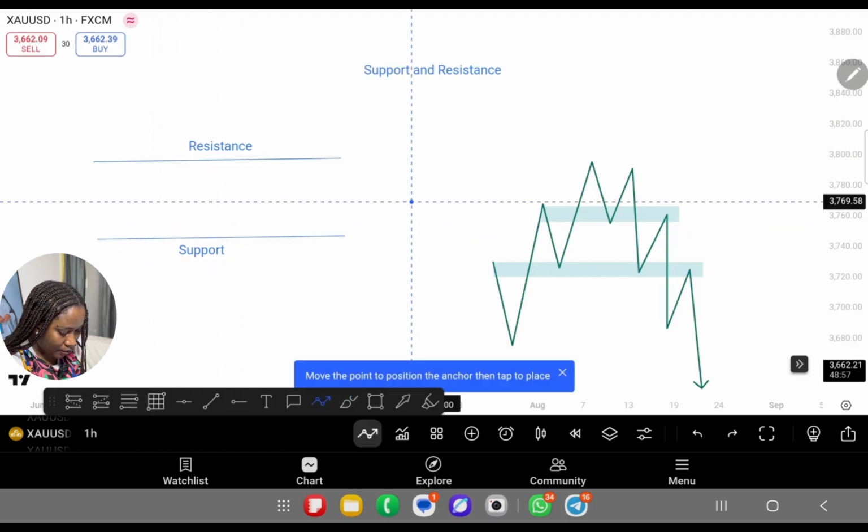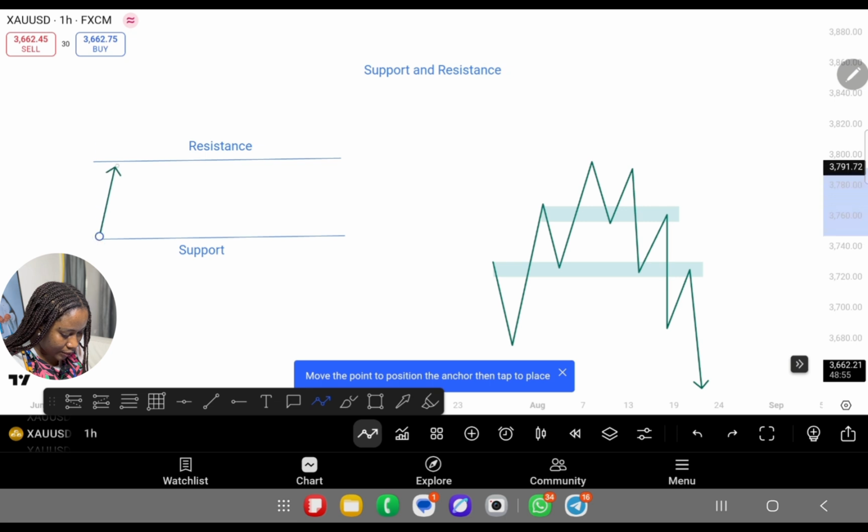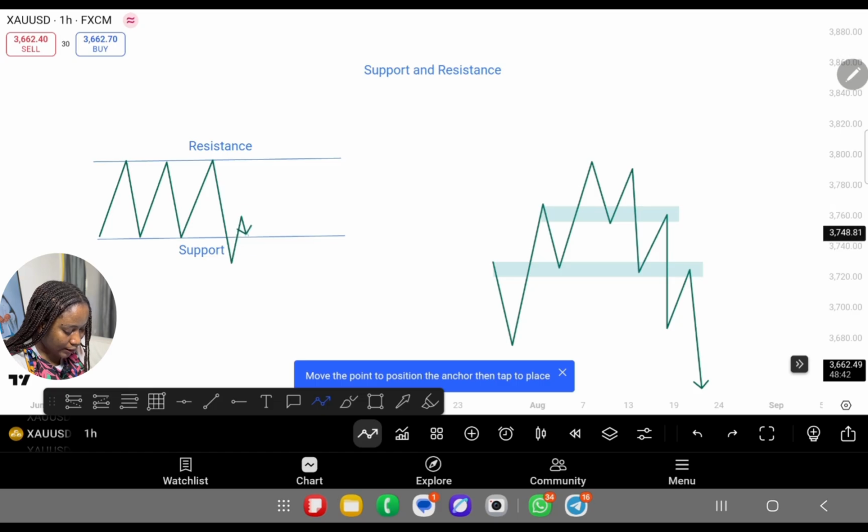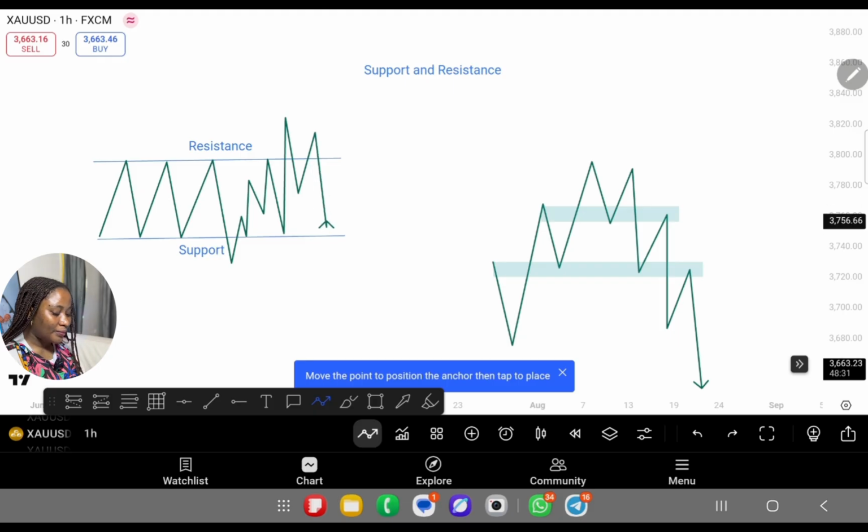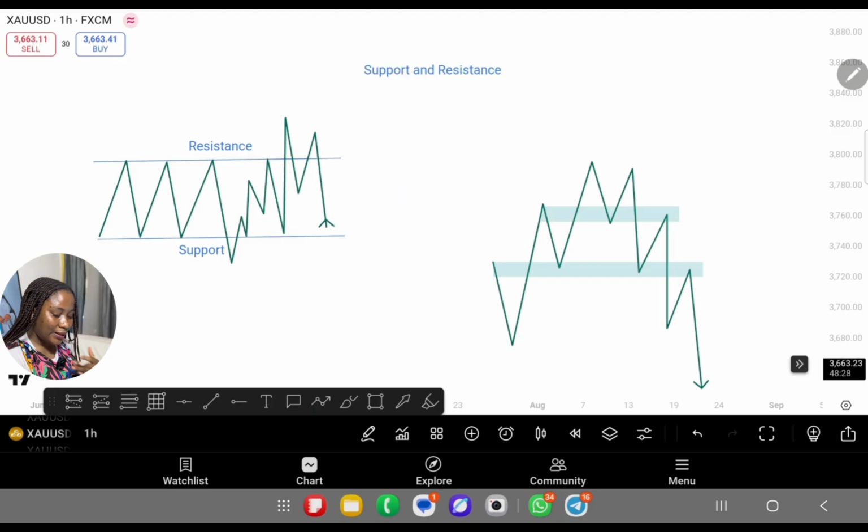Now, this is our area. Price gets to resistance, comes back to support, gets to resistance, comes back to support. It might even fake out like this, come back, then go back to the resistance, touch the resistance, come again, fake out, come back. Now, this is what support and resistance is.